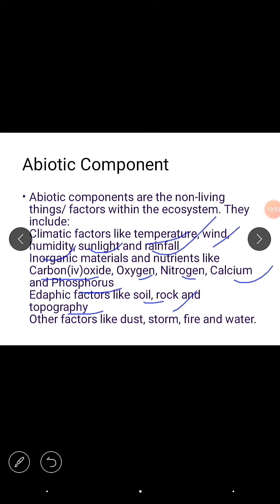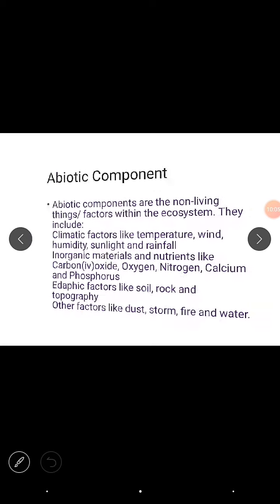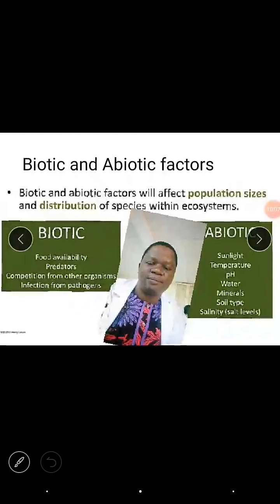So all these work together, both the biotic and abiotic components, to give us what we refer to as an ecosystem. Okay, you can see the picture here talking about food availability, that's biotic, predator composition, competition from other organisms, and infection from pathogens. Then the abiotic: you see the sunlight, the temperature, the pH, water, minerals, soil type, and then salinity.